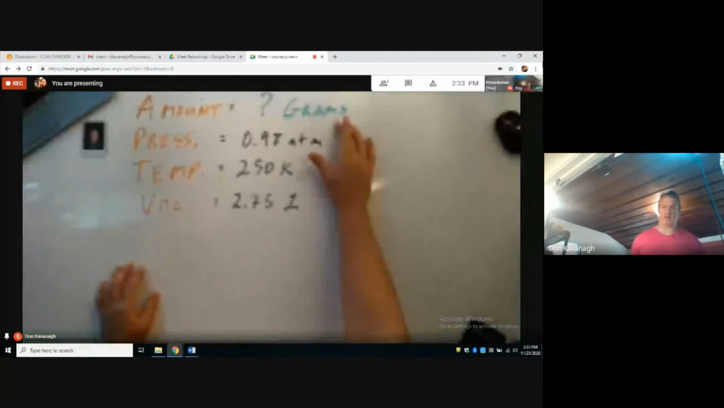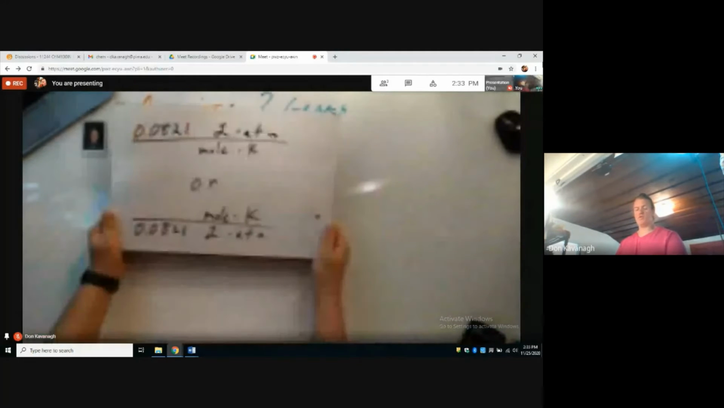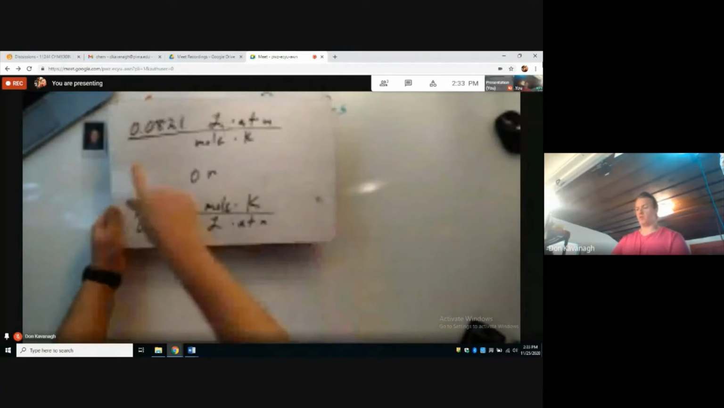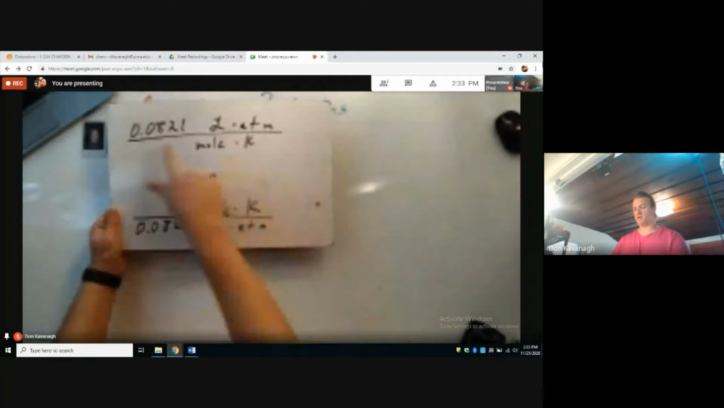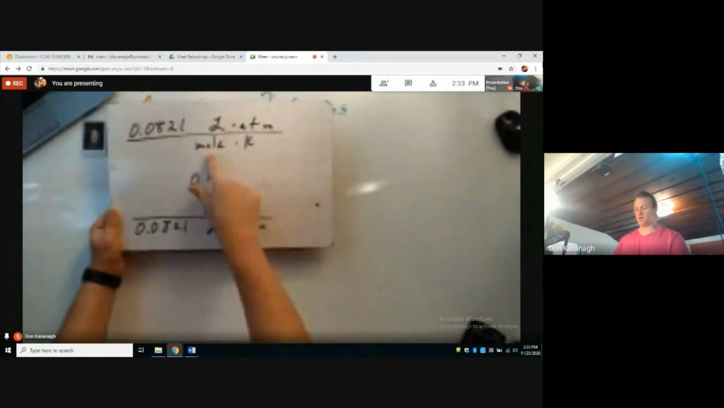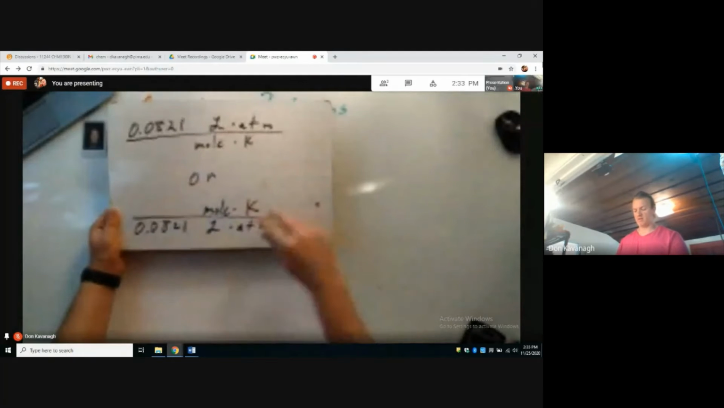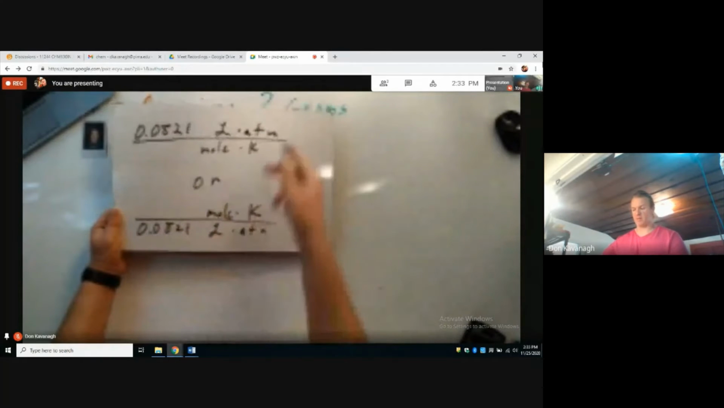Let's look at the ideal gas constant. Here are 2 versions of writing the ideal gas constant that shows the relationship between the 4 measurable quantities. 0.0821 liters times ATM divided by moles times Kelvin, or the flip, moles times Kelvin divided by 0.0821 liters times ATM. Notice that whatever is on the top is now on the bottom.